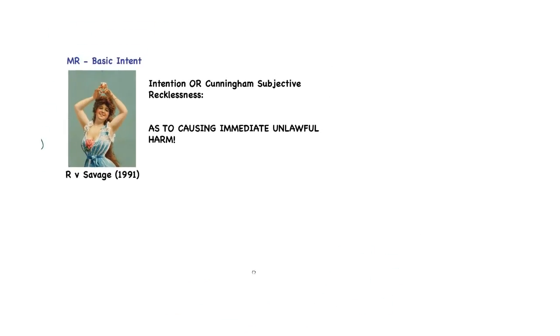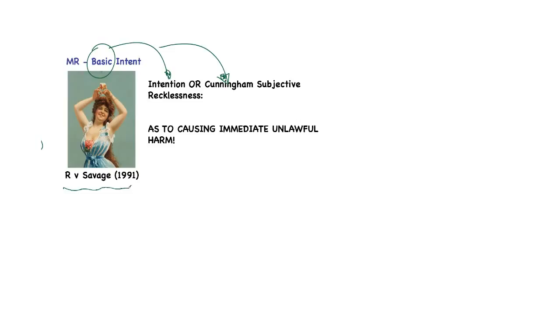The final thing we need to look at is mens rea. An assault is a basic intent crime. Remember, what we mean by a basic intent crime is that it can be committed either by intention or by Cunningham's subjective recklessness. And you can look at the videos again to remind yourself on what we mean by those if you need to. But the case that states that is R versus Savage, and we'll look at Savage in much greater depth when we look at the mens rea for ABH.